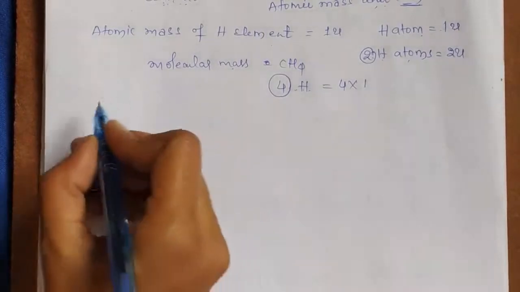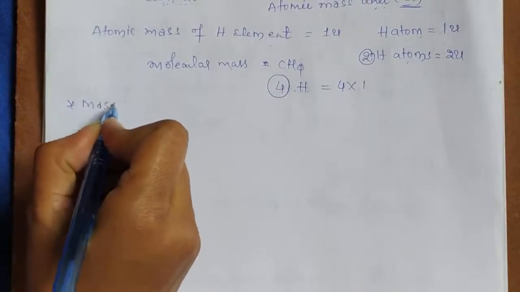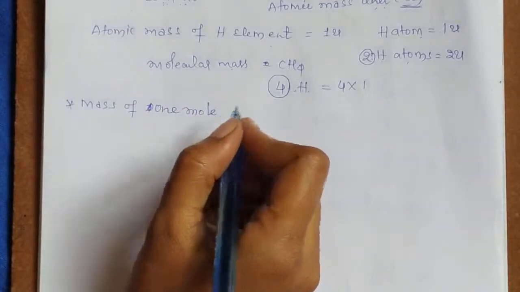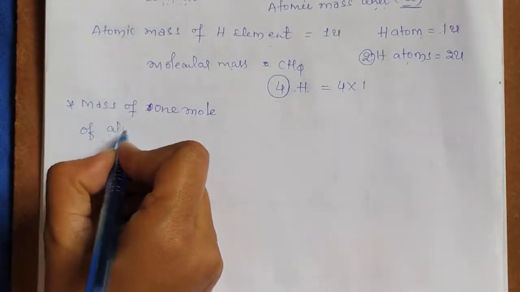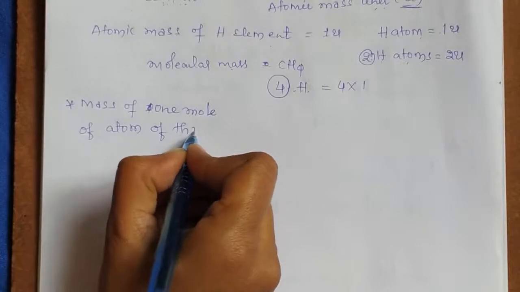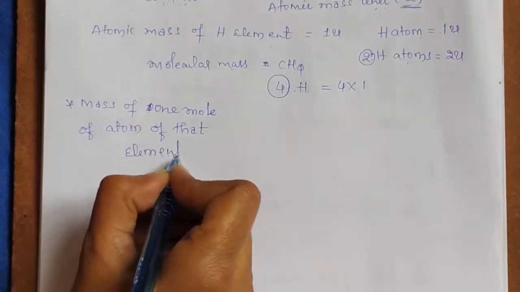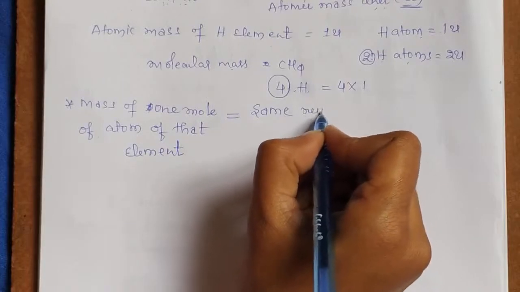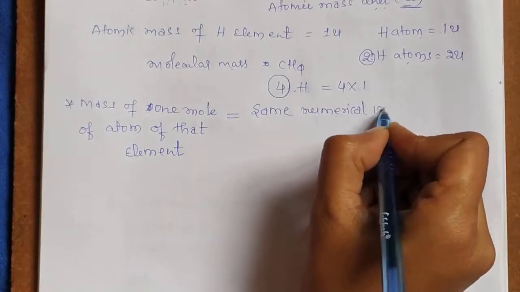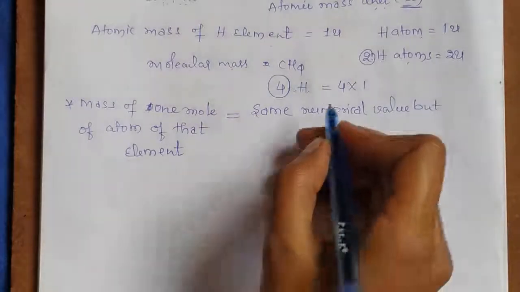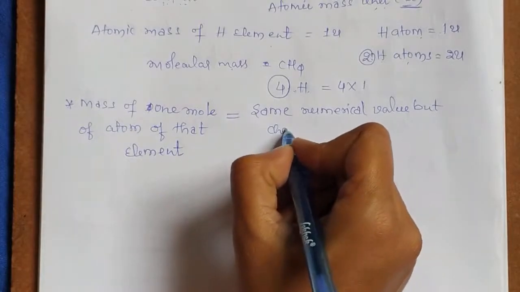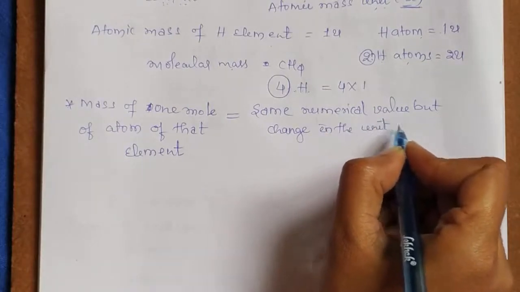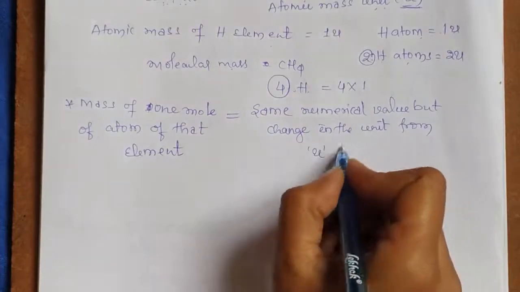Now see children, mass of one mole of atoms of that element is equal to the same numerical value, but the unit changes from atomic mass unit to gram.